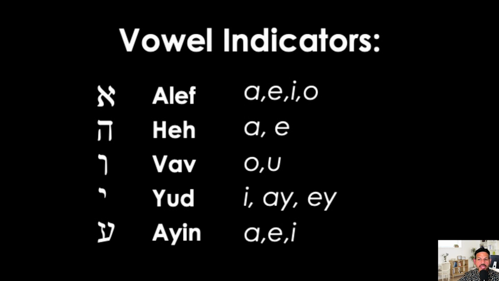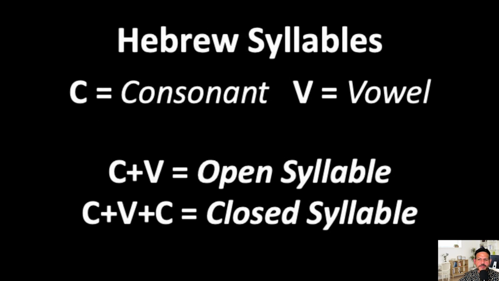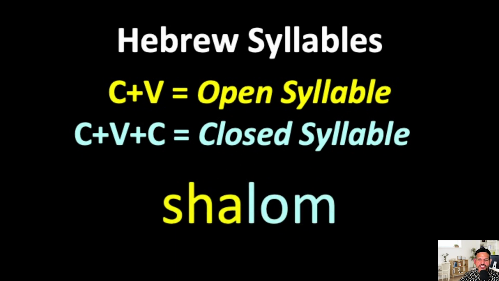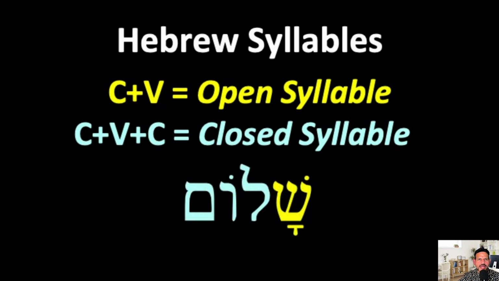We only have indicators, vowel indicators, like the Aleph, the Hey, the Vav, the Yud, and the Ein. And so we use a formula called C plus V, which is consonant plus vowel, and that gives us the open syllable, or we can also have C plus V plus C, a closed syllable, as in shalom. Shalom, transliterated shalom, S-H-A, sha, and lom, L-O-M. That is from the sheen with the kamatz underneath it.